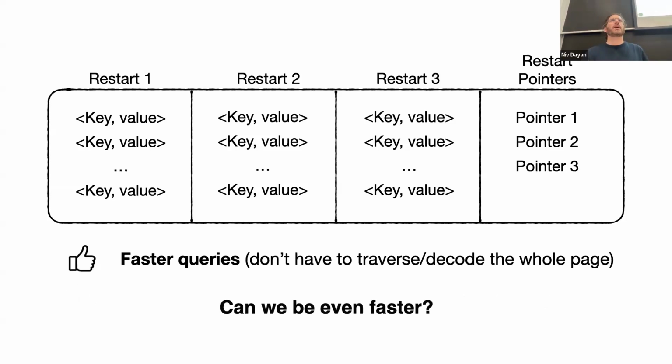All righty. Now let me ask you the question. Can we be even faster? So now we have to do this random binary search within the page to find the entry to the restart that you're looking for. Can we do even better than this?